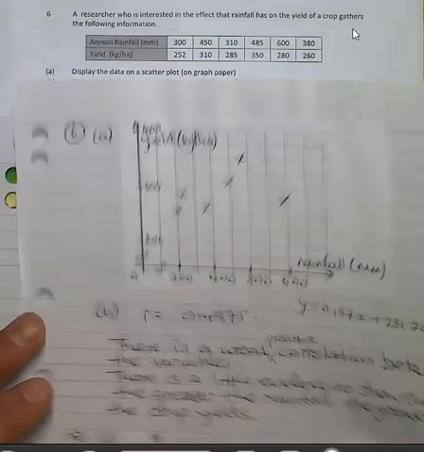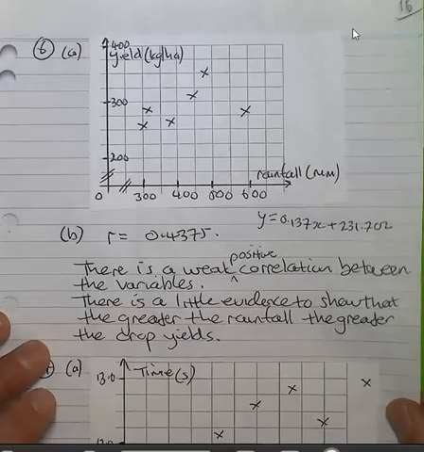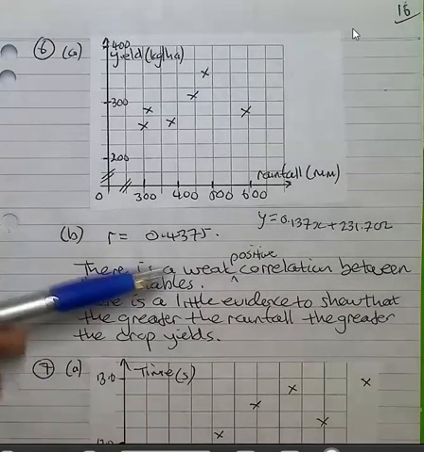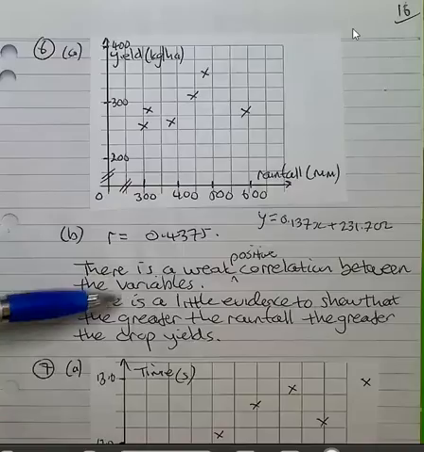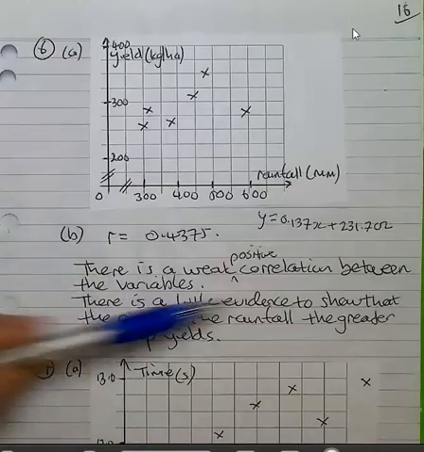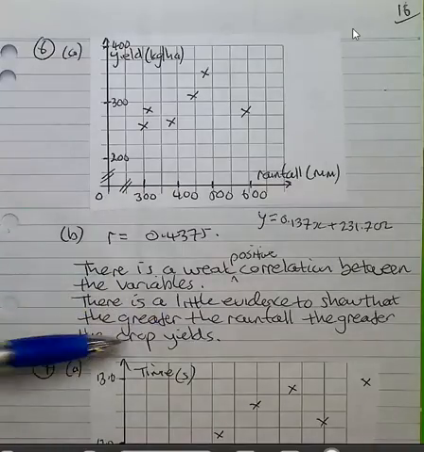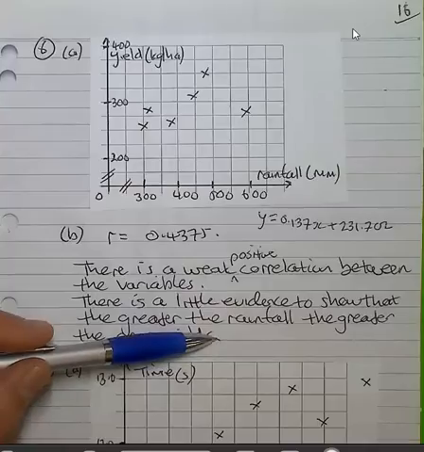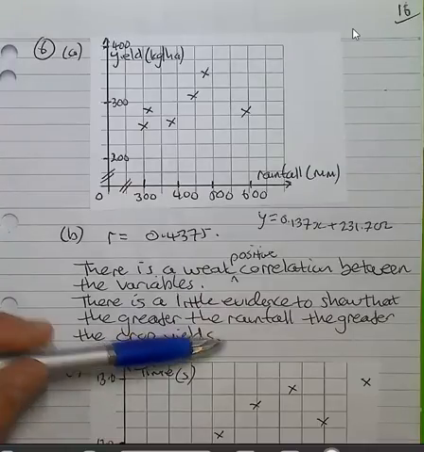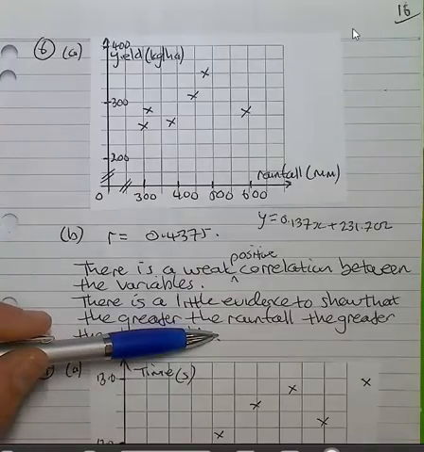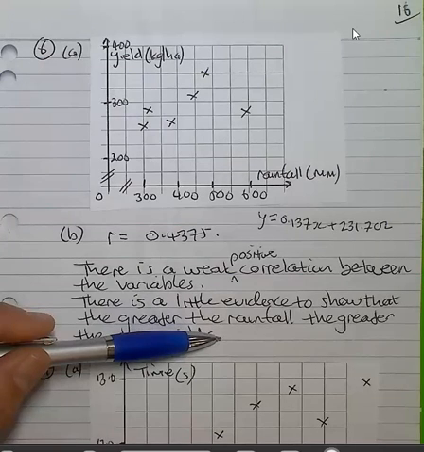So you can write something along the following lines. There's a weak positive correlation between the variables, so there's a little evidence to show the greater the rainfall, the greater the crop yields will be. Now clearly there are other factors that come into effect with crop yields, the type of crop you're growing. Perhaps some don't like higher rainfalls.